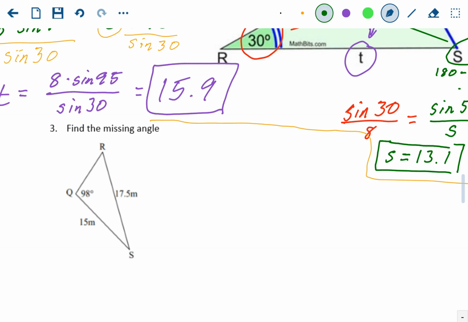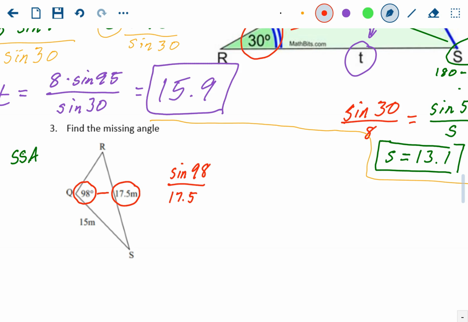All right, and then this last one, the only one that's a little different, is side-side-angle. So we know two sides and an angle that is not between them. Figure out what part of the ratio you know. What we're always looking for is an angle that is known and the side across from it that is known. So we know angle Q, so we know the ratio for Q. The setup for that is going to be sine of 98, the angle, divided by the side length.